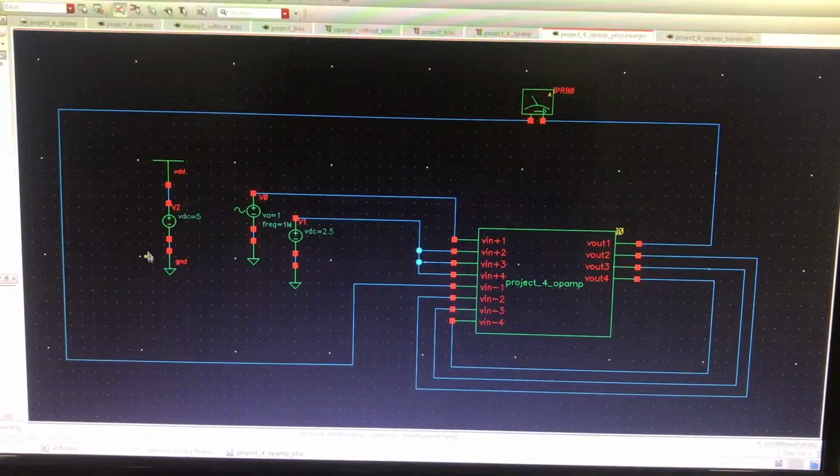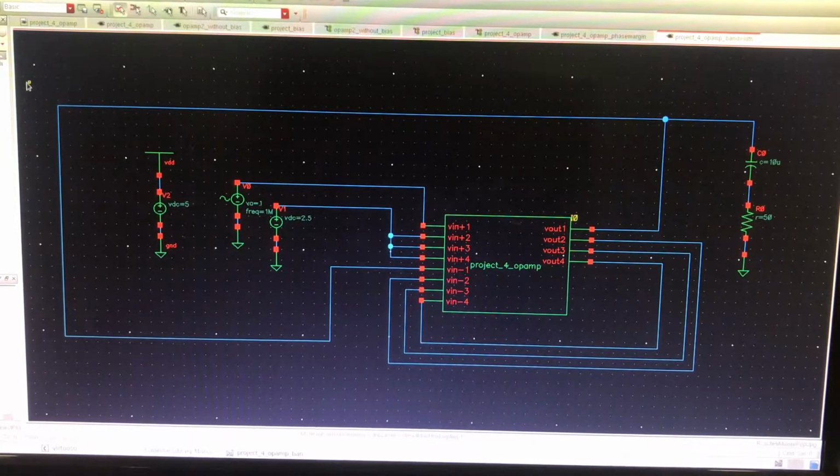After completing my design, I have tested it. Here you see the test circuit I used for measuring the phase margin and testing the circuit for stability. And I have also measured my circuit's bandwidth in unity gain configuration, and this is the circuit I've used for this purpose.